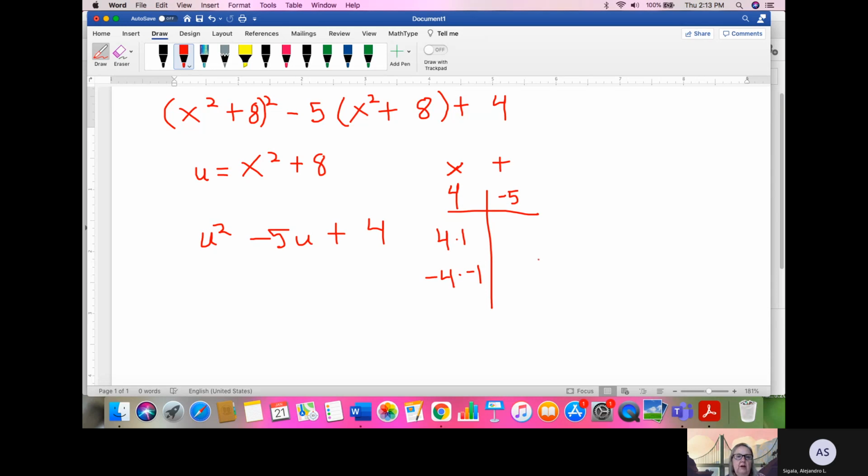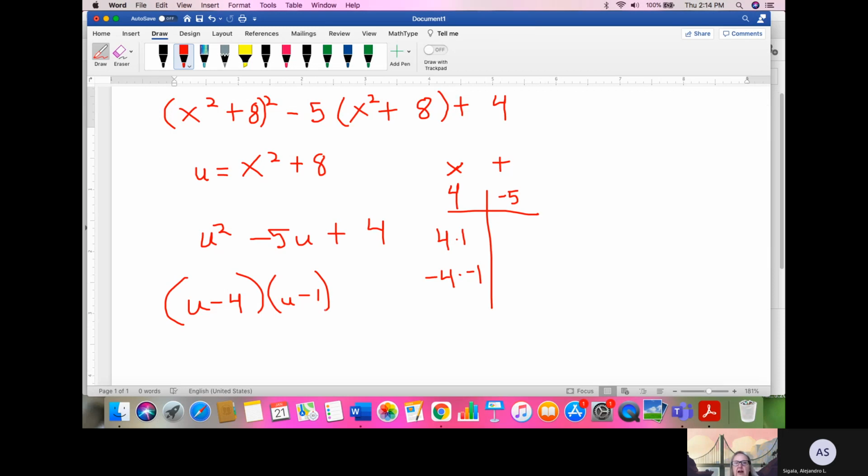So now we know, since lucky us, we have leading coefficient 1, we're going to put a u here, and then we'll put -4 in this one. And then we're going to put a u here, and we're going to put -1 in this one. Like that. And I just like to double check it. u squared -1u minus 4u is -5u plus 4. Good.